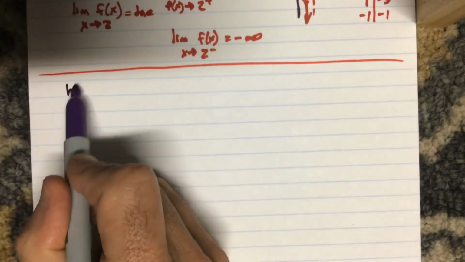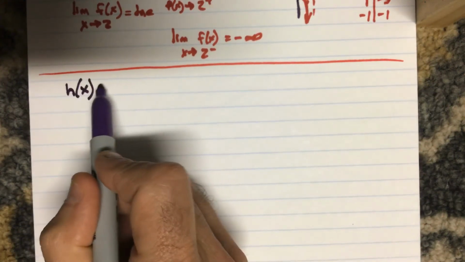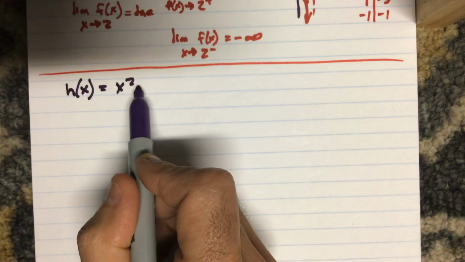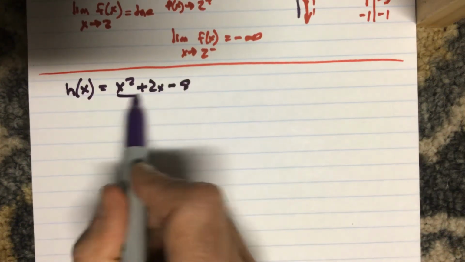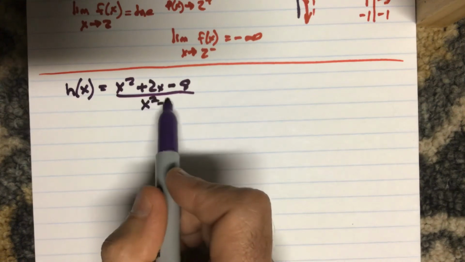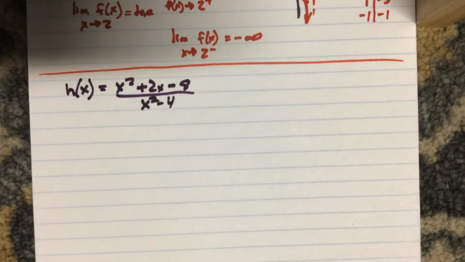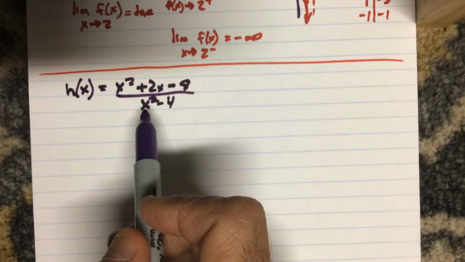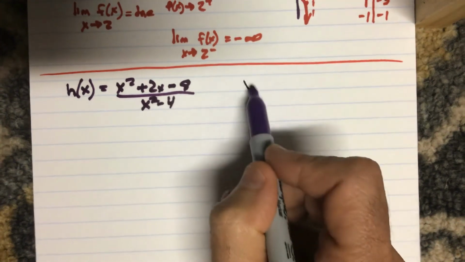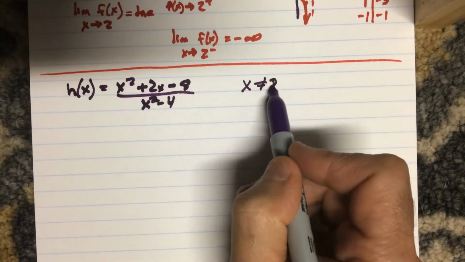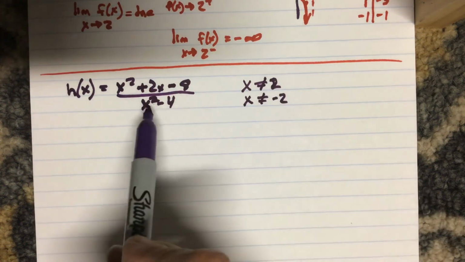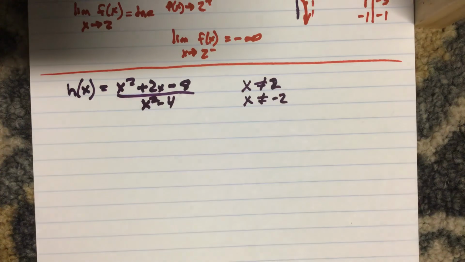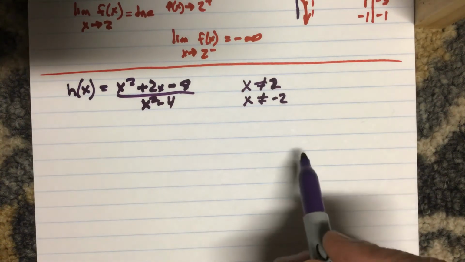h of x equals x squared plus 2x minus 8 over x squared minus 4. And you can see that you cannot plug in 2 or negative 2 in this function. So x cannot equal 2, x cannot equal negative 2, because either way, if you square it and you subtract 4, you're going to get 0 in the denominator. So those are potentially holes and asymptotes, and that's what we need to figure out.